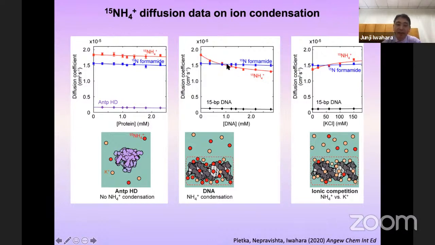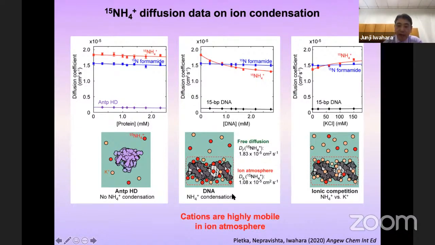So this decrease as a function of DNA concentration is due to ion condensation around DNA. And we can analyze this concentration dependence to get diffusion coefficients of ammonium ions within the ion atmosphere. Okay, so this is the diffusion coefficient of ammonium ions within the ion atmosphere. And quite importantly, this diffusion coefficient within the ion atmosphere is still 10 times bigger than the diffusion coefficient of the DNA molecule itself.